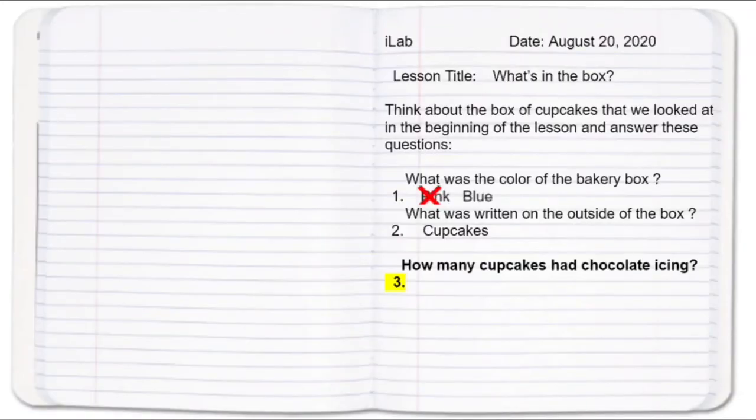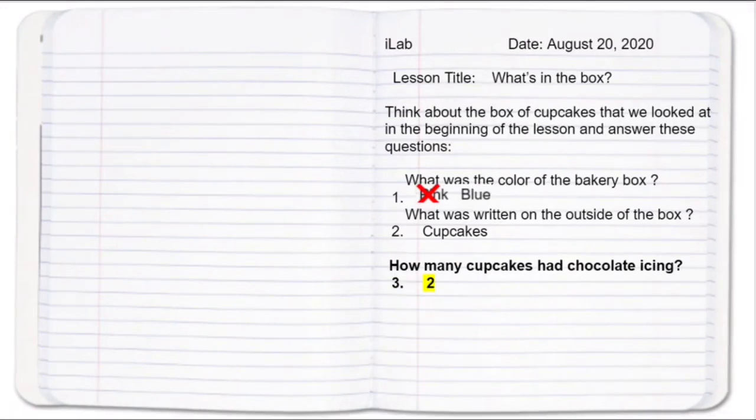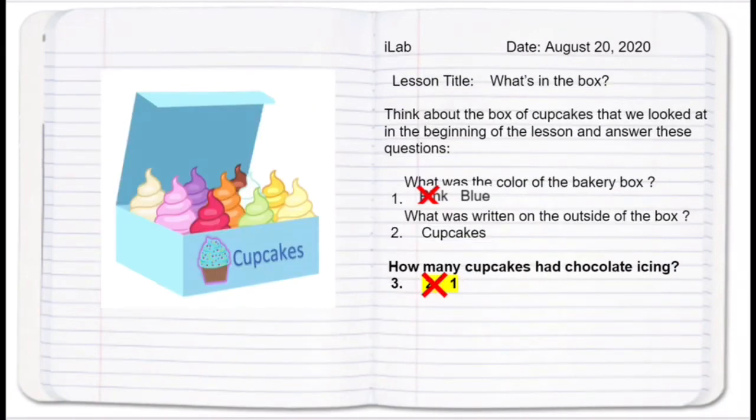All right, let's look at number 3. How many cupcakes had chocolate icing? I put 2. Let's look at the picture of the cupcake box. How many of the cupcakes have chocolate icing? Uh-oh. There was only 1. So I'm going to put a line through 2 and write the correct answer as 1. 1 cupcake had chocolate icing.